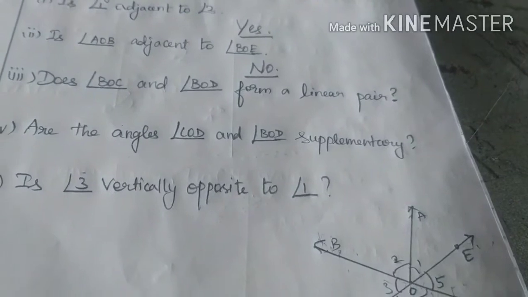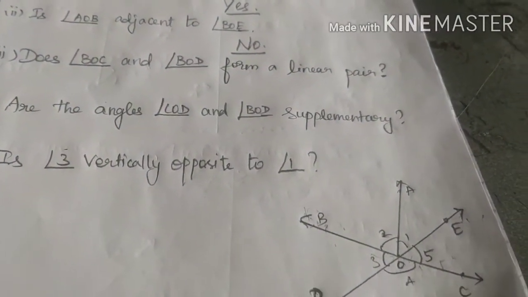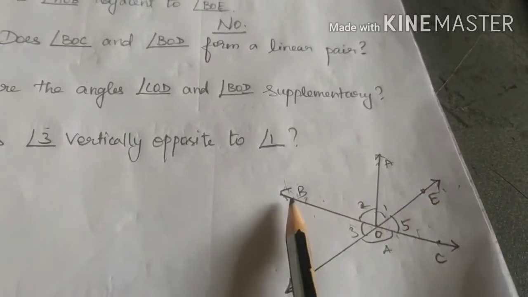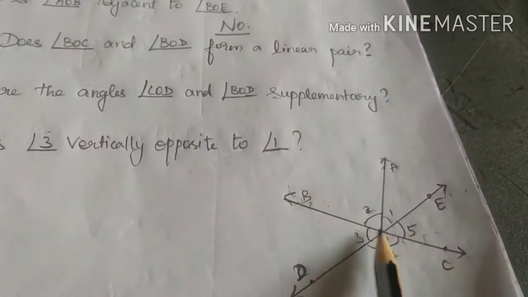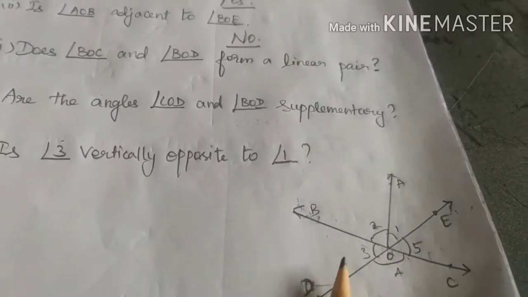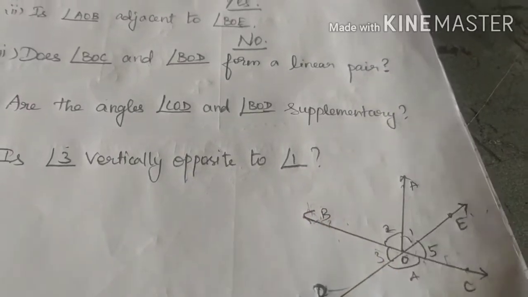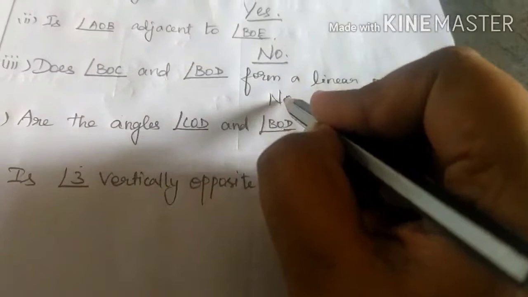Next, do BOC and BOD form a linear pair? BOC and then BOD, linear pair. So if we add these two, we have to get 180 degrees. We can't get it, because BOC itself would come to 180 degrees. Okay? So it is no.